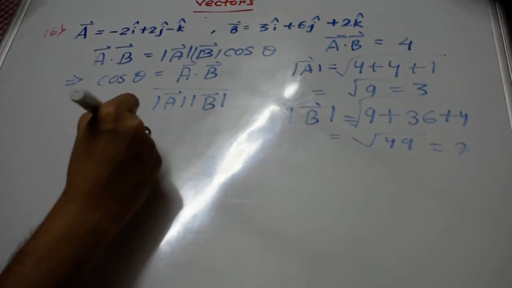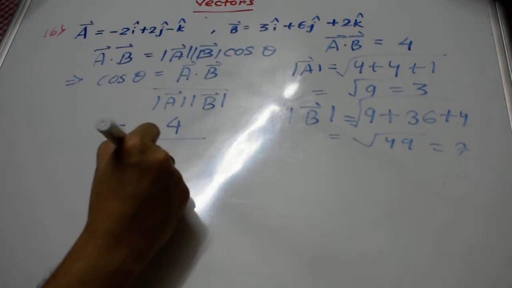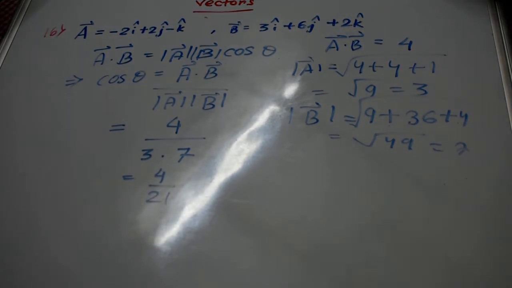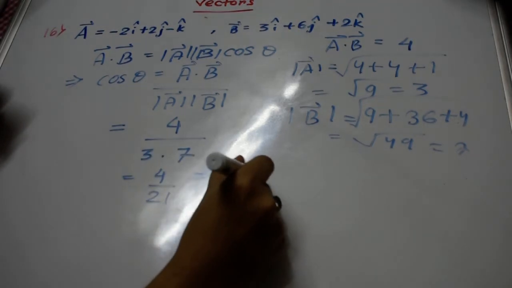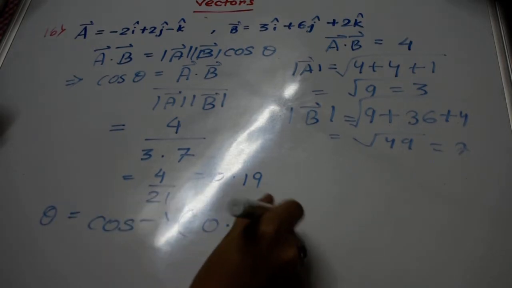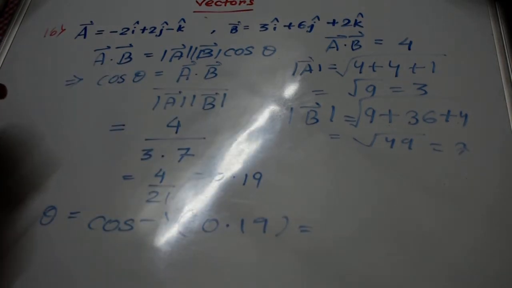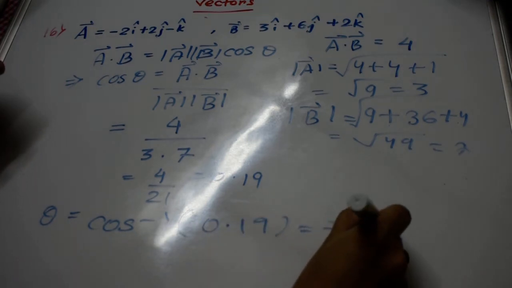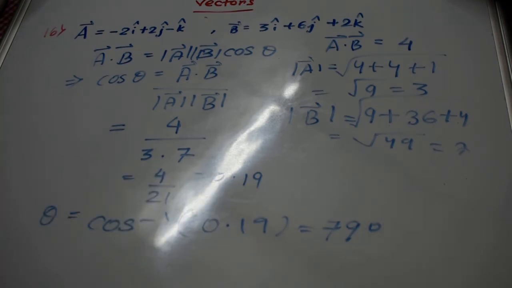If I substitute here, A dot B is 4 and the magnitudes are 3 times 7, so it is 4 by 21. What is the value of 4 by 21? In class 11 you should be having your scientific calculators. So 4 divided by 21 to two decimal places is 0.19. Therefore theta is equal to cos inverse of 0.19. This is something you can do in your scientific calculator when you have one. It will give you a value of 79 degrees. So easily you can find out the angle between the two vectors.